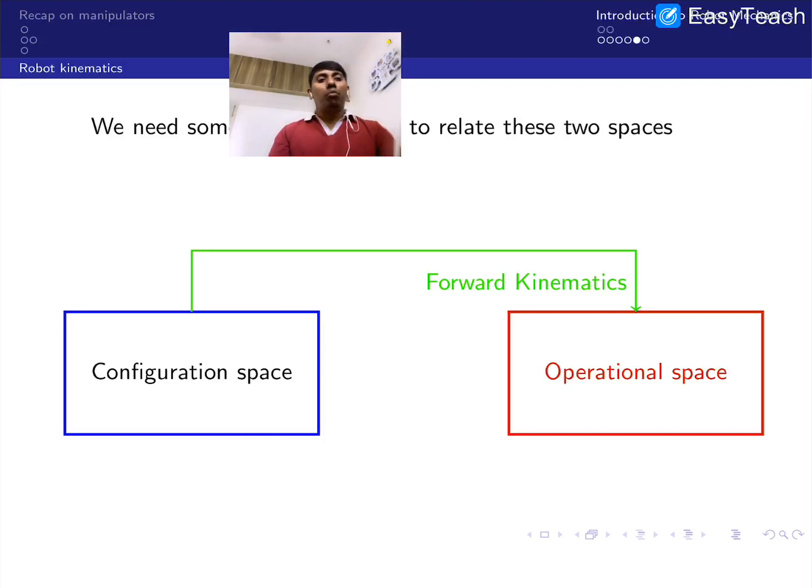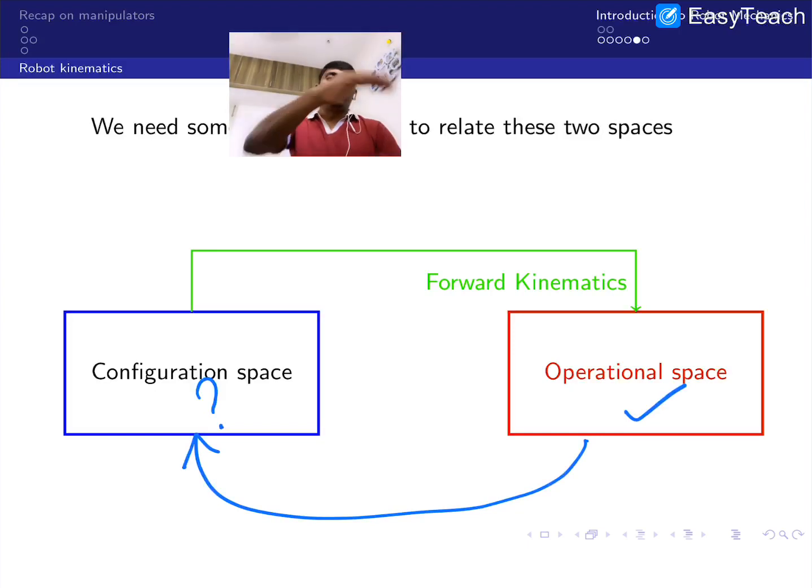Now imagine I want to put this pen in this particular way. Now how can I arrange my arm? So in the sense, I know the operational space, and I want to find what would be the configuration space. So I am trying to map this. This is actually like we are doing it in the inverse way. So that's what it is called, inverse kinematics.